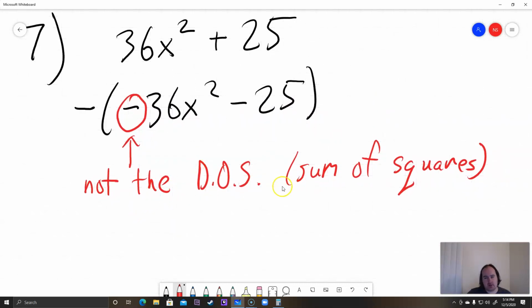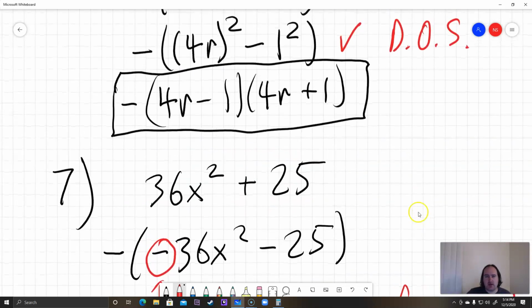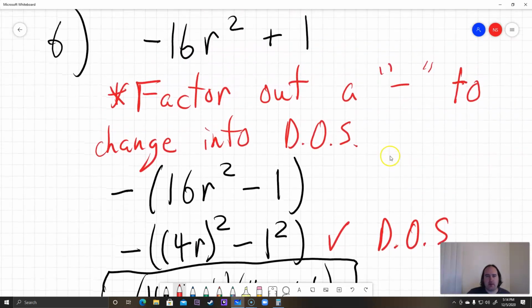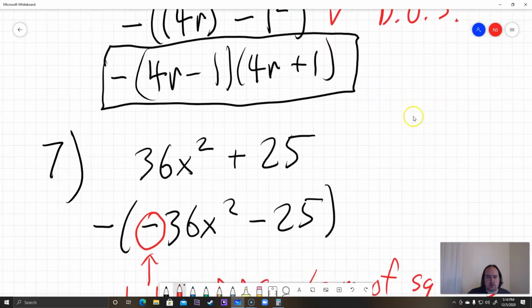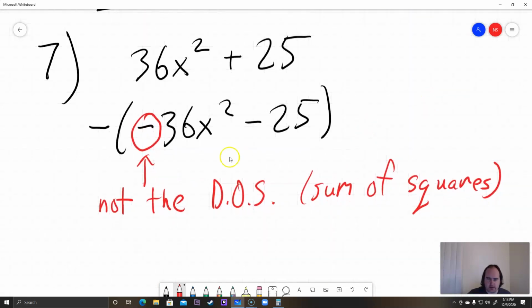It's not the difference of squares, it's the sum of squares because both terms started out positive. If you look at the last problem, the first term was negative and the second term was positive, so we were able to factor out a minus, and then we were able to get it in the correct form where it's a positive thing minus something else, so positive negative. But with this one it's actually the sum of squares because both terms are positive, so we can't rewrite it as a positive and then a negative.